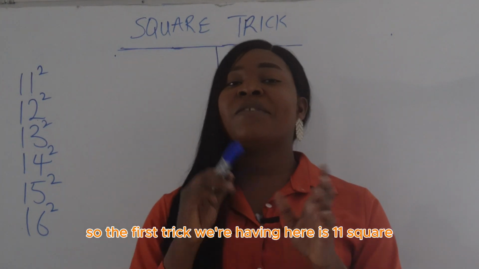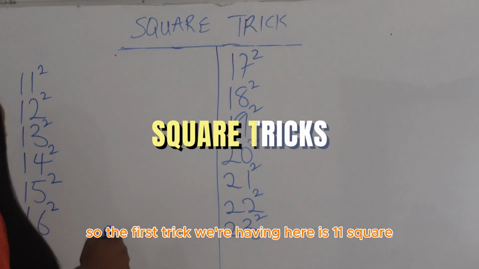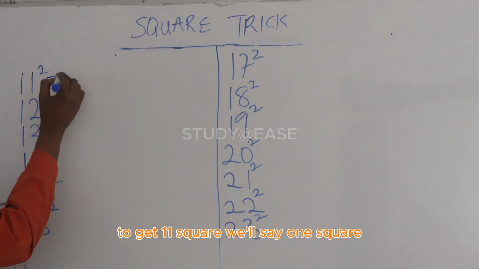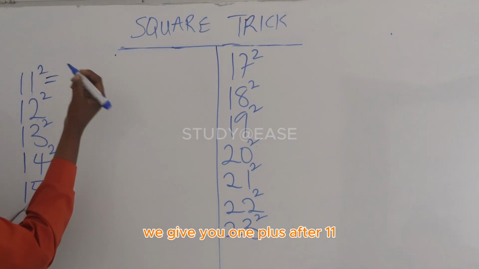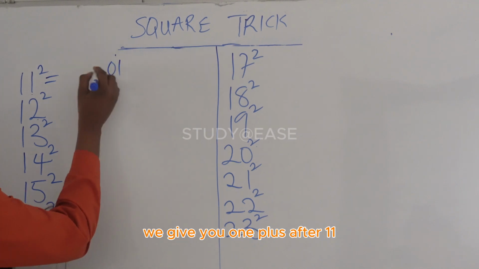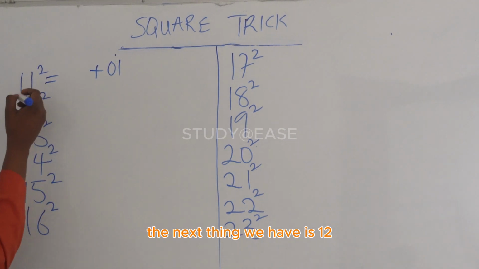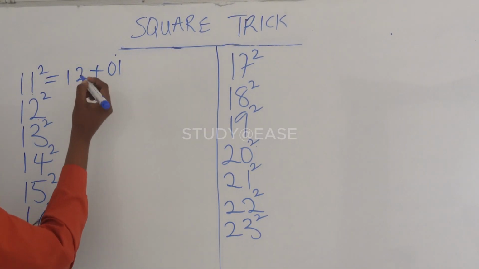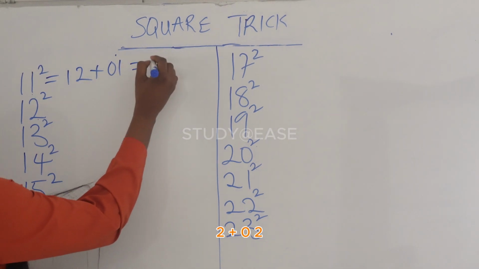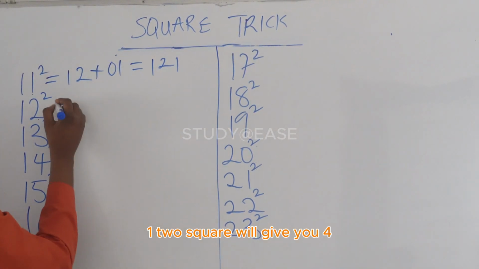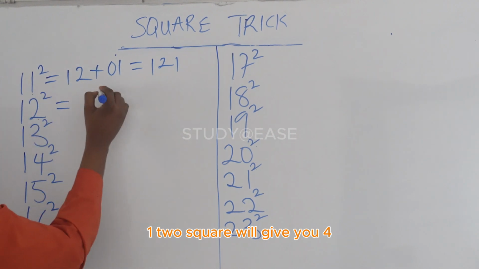Square tricks. So the first thing we're having here is 11 square. To get 11 square, we'll say 1 square will give you 1, plus after 11, the next thing we have is 12. 2 plus 0, 2, 1, 2, 1. 2 square will give you 4.